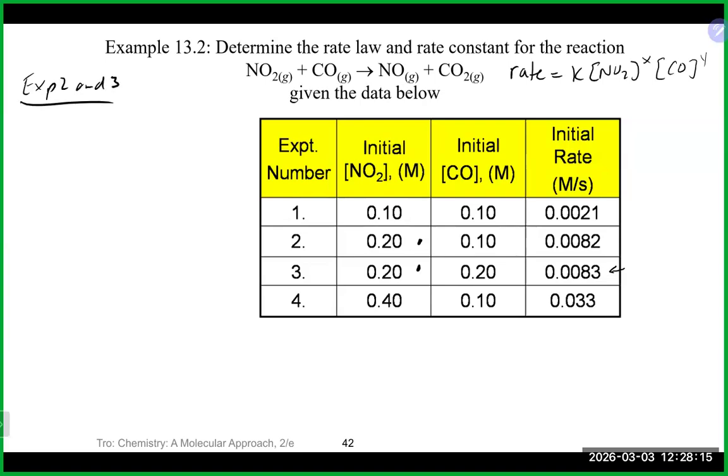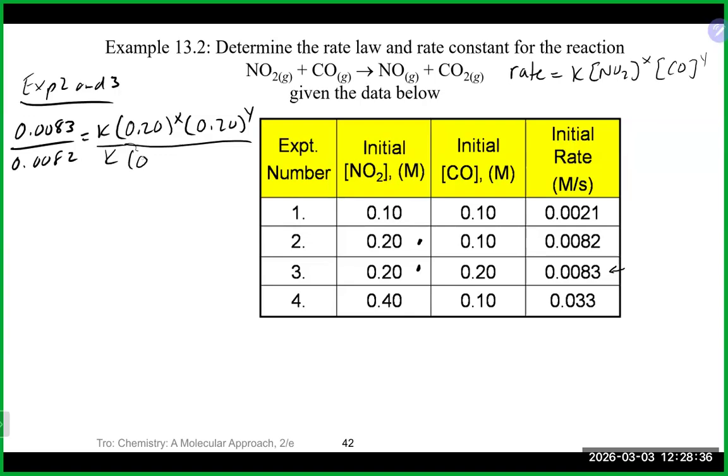I'm going to go with experiment 3 up on top. That's 0.0083 equals k, and we got a 0.2 to the x and a 0.2 to the y here. Going to put experiment 2 on the bottom, 0.0082 equals k, again, with 0.2 and 0.1 there. All right, so at this point, if you do a little dividing, it is essentially 1.